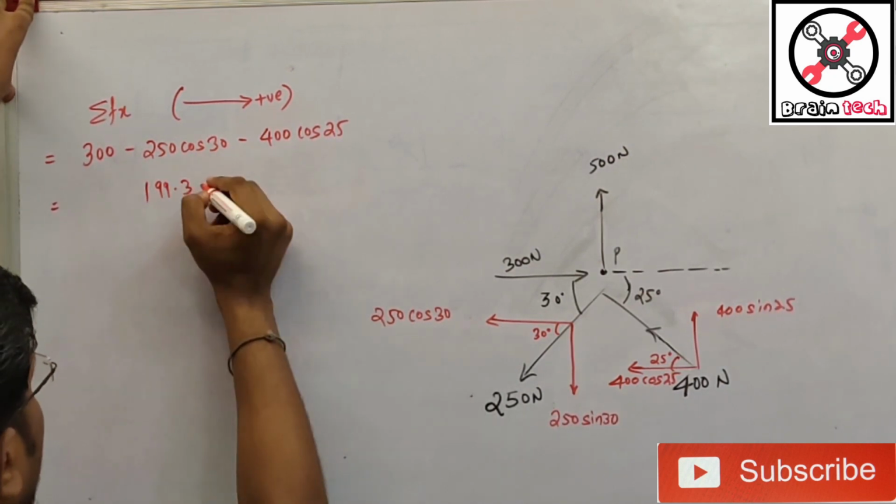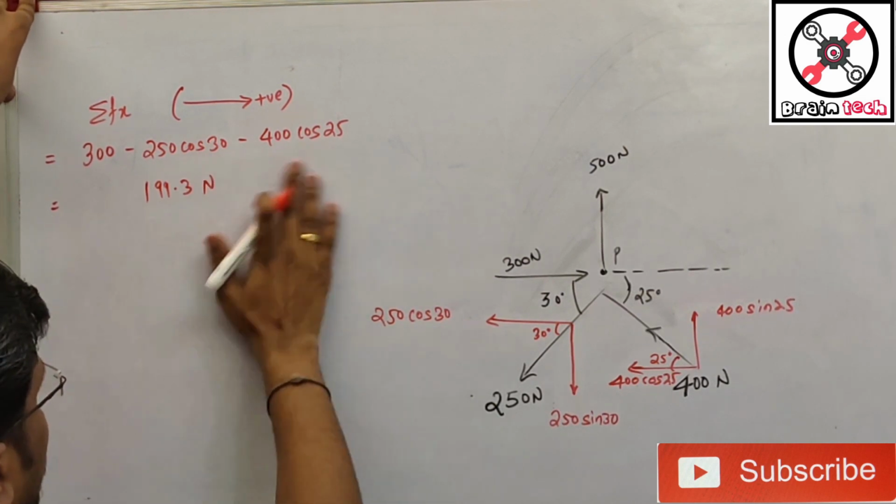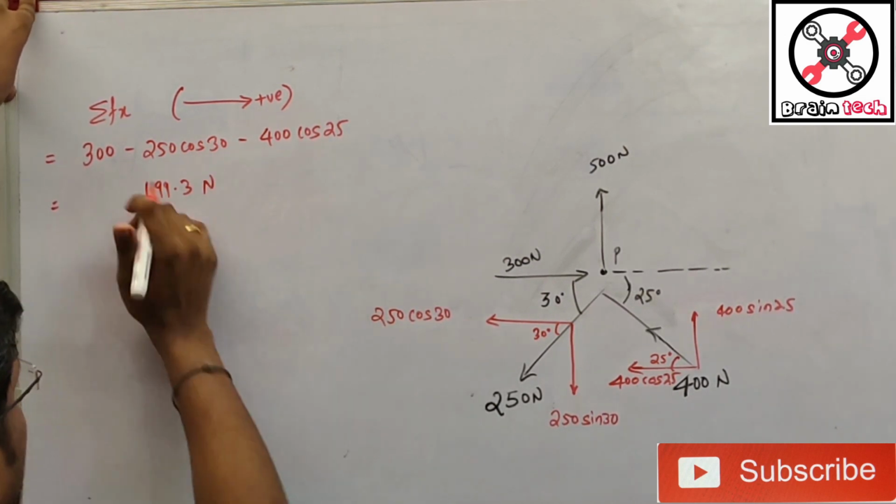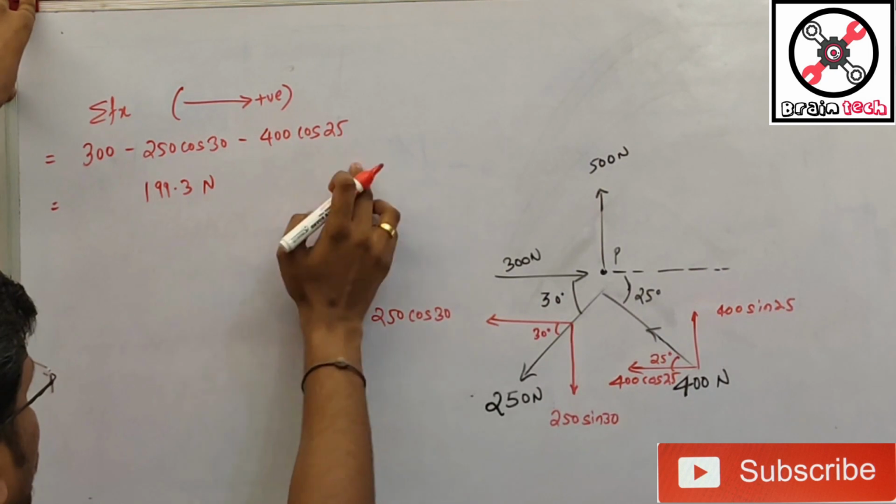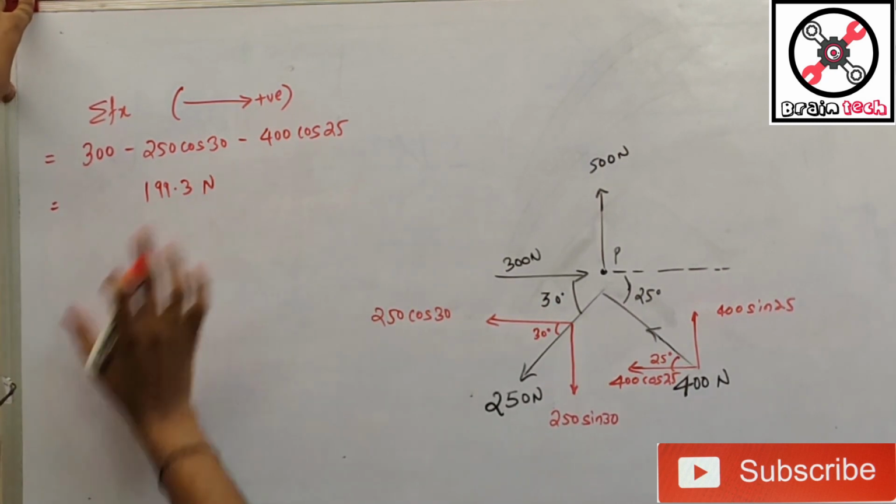If it is positive, don't write any direction or anything. If it is negative, then just show the arrow and write it as a magnitude.